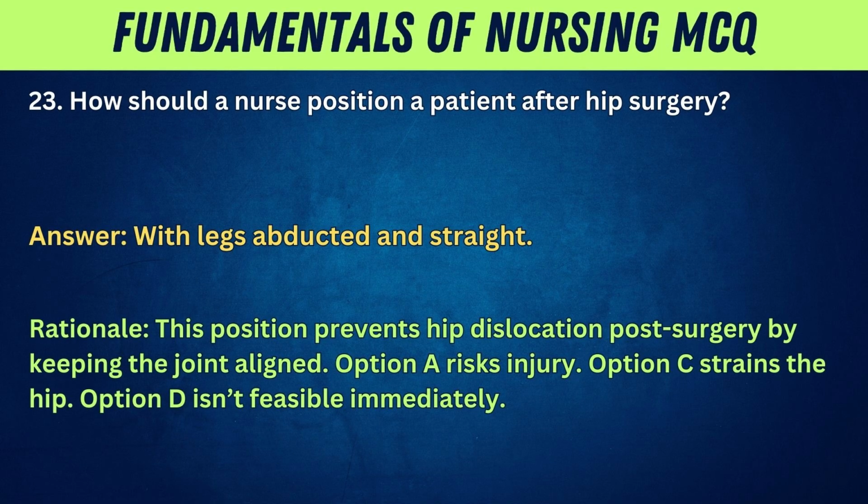Rationale: this position prevents hip dislocation post-surgery by keeping the joint aligned. Option A risks injury. Option C strains the hip. Option D isn't feasible immediately.